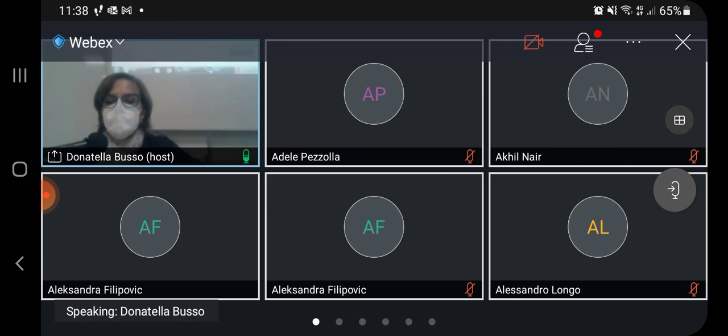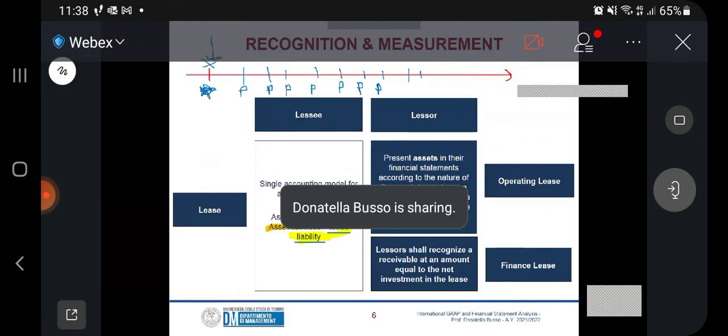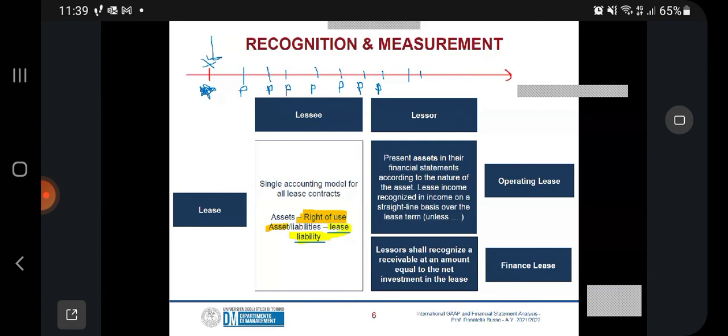Few things about the lesson. Yes, but I have to share for students that are at home. The lessor. The lessor is the owner of the asset. And for the lessor, the distinction between operating lease and finance lease is important.